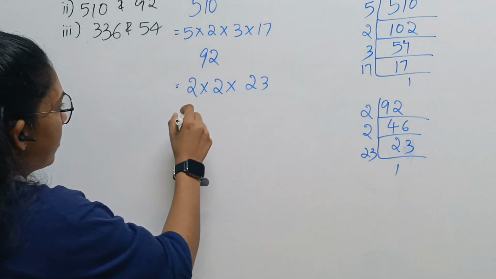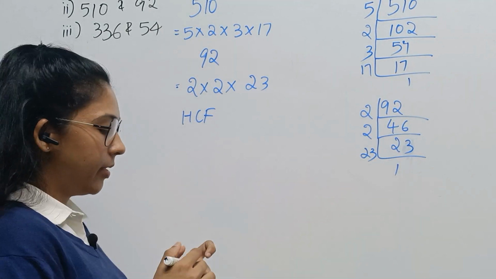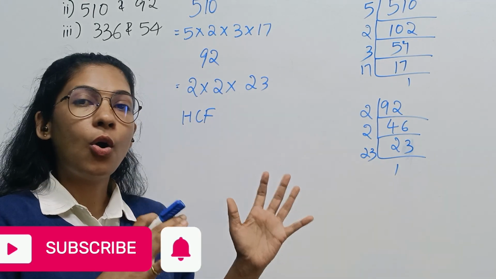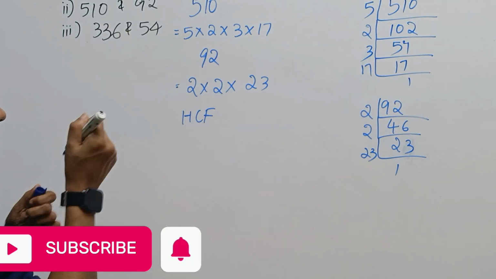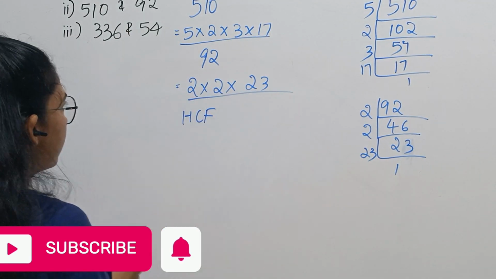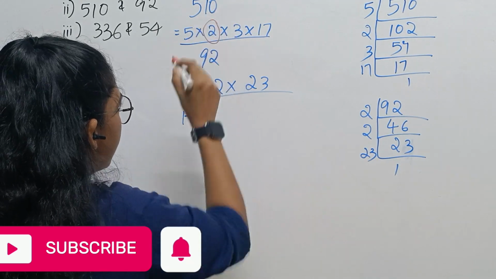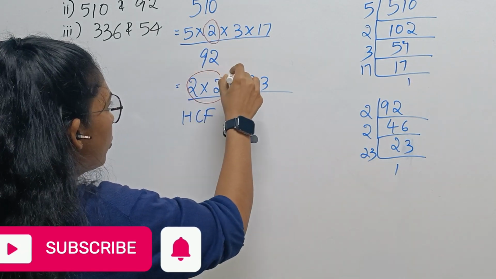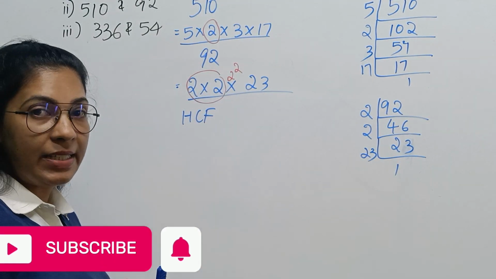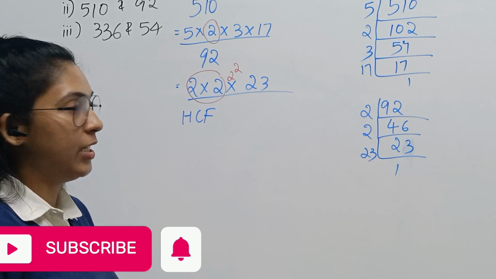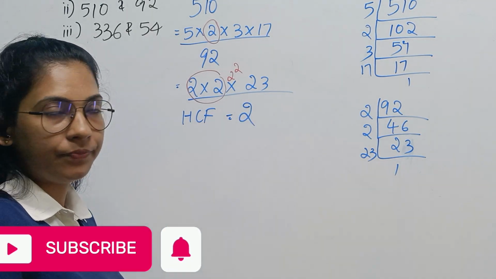So what is HCF in this case? HCF is the product of all common factors with the least power. So which are the common factors in these two numbers? There is only a single factor in common, that is 2. Here it is 2 and here it is 2 into 2, that is 2 square. So which will be considered? We consider 2, the common factor with the least power. So HCF is equal to 2. Clear?